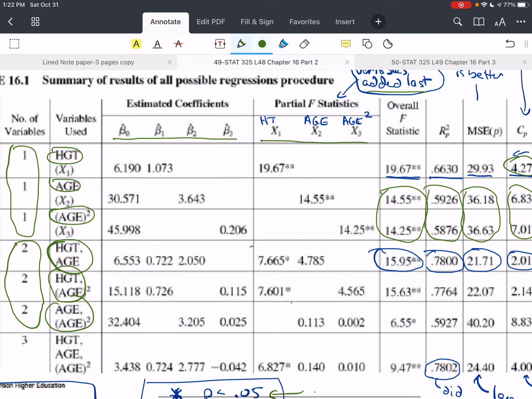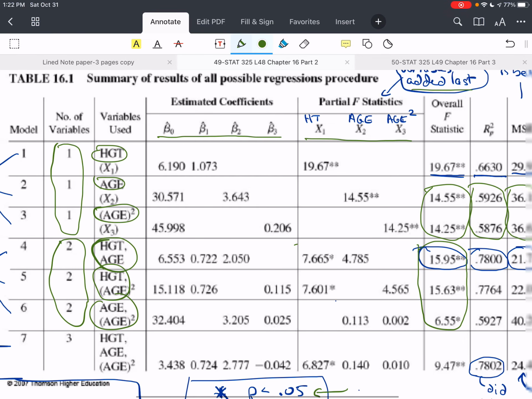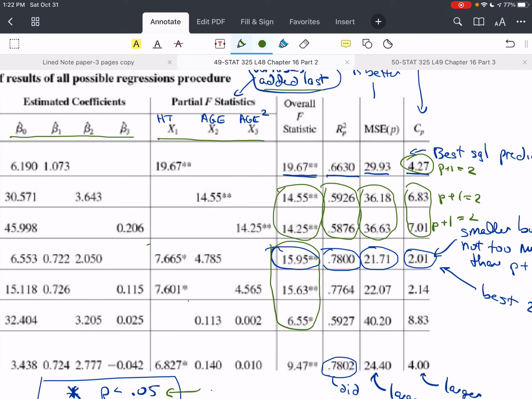Now let's look at two variables, so height and age, and we look at the overall F statistic for the two variables, which is here. Okay, so there's 3 of those. We see that model number 4 here for height and age has a 15.95. It's the highest of the 3. The R squared value is the highest of the 3, 0.78, but it's very, very close to this one. And you notice that the F statistic is also close to the fifth model, which is the one below it.